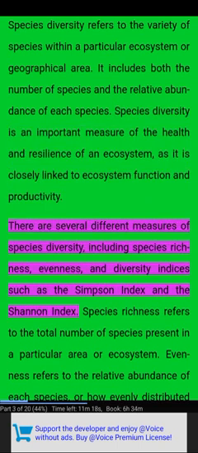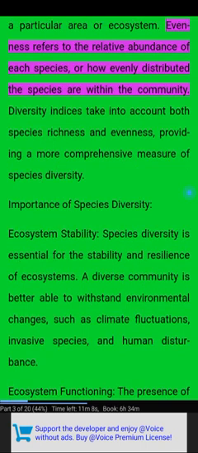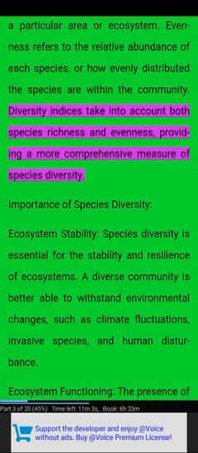There are several different measures of species diversity, including species richness, evenness, and diversity indices such as the Simpson Index and the Shannon Index. Species richness refers to the total number of species present in a particular area or ecosystem. Evenness refers to the relative abundance of each species, or how evenly distributed the species are within the community. Diversity indices take into account both species richness and evenness, providing a more comprehensive measure of species diversity.